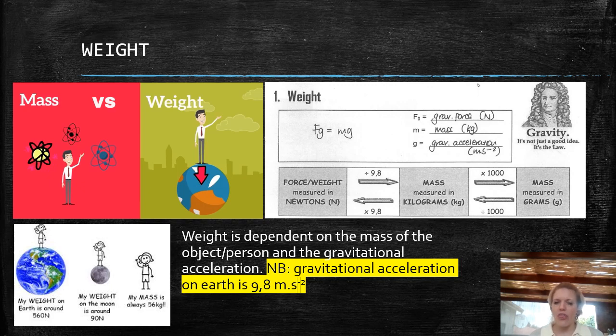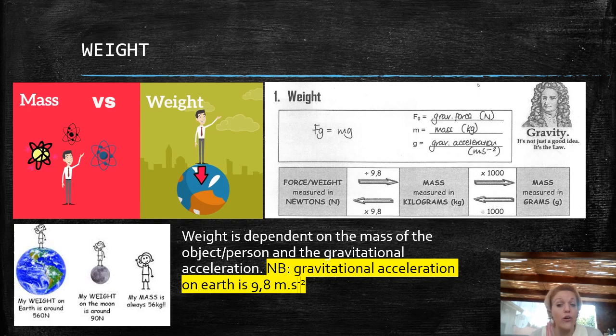On Earth, that downward pull is 9.8 meters per second squared. That is gravitational acceleration. That is the measurement of the downward pull on mass, on the object. So if we want to determine the weight of an object, we are going to have to take into account gravity, because gravity influences the weight. How do we do this? We look at our mass multiplied by our gravitational acceleration.